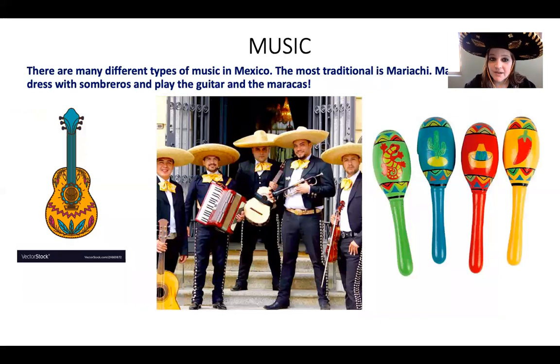The music in Mexico, there are different types of music in Mexico, but the most traditional is the mariachi, okay? And the mariachi people, they dress up in these fancy clothing. You can see their fancy clothing. And they wear their sombreros like Mrs. G is wearing today. And they play the guitar and they play the maracas.